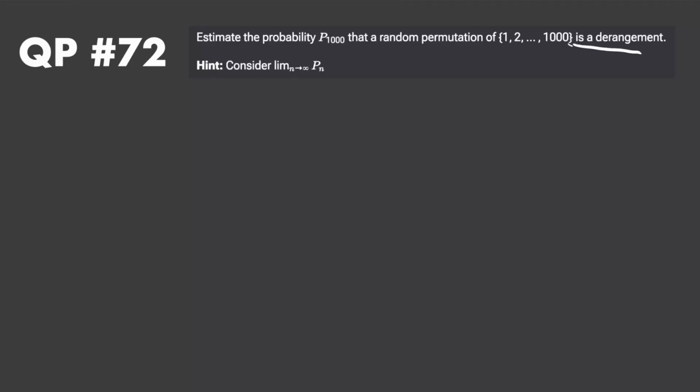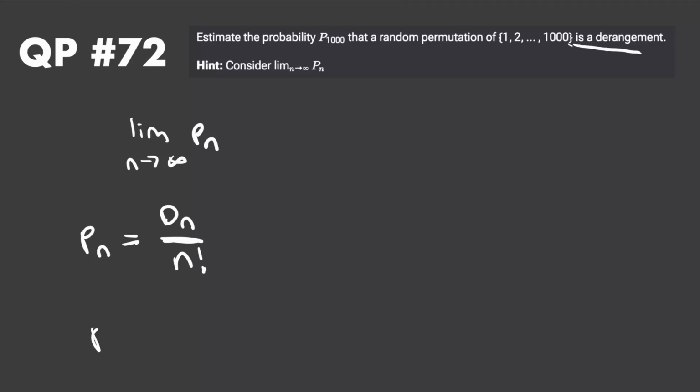So let's start out by doing what the hint is telling us. Let's consider this limit as n goes to infinity of p sub n. And p sub n is just the probability that a random permutation of n objects is actually a derangement. We know how to calculate p sub n. It's just the number of ways to derange n objects, d sub n, over the total number of permutations of n objects, which is n factorial.